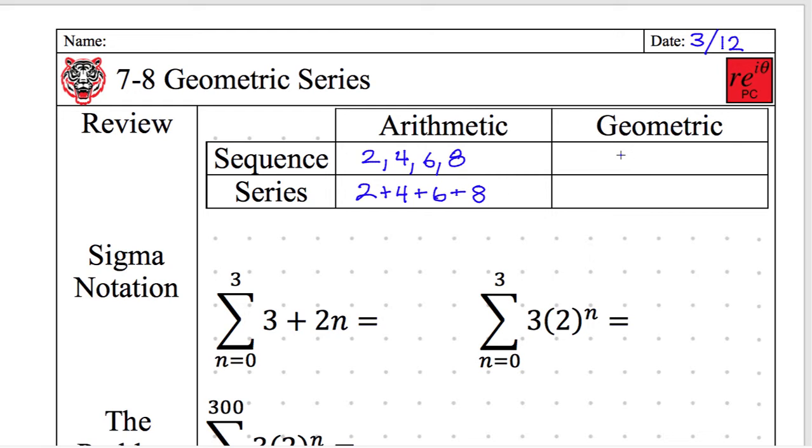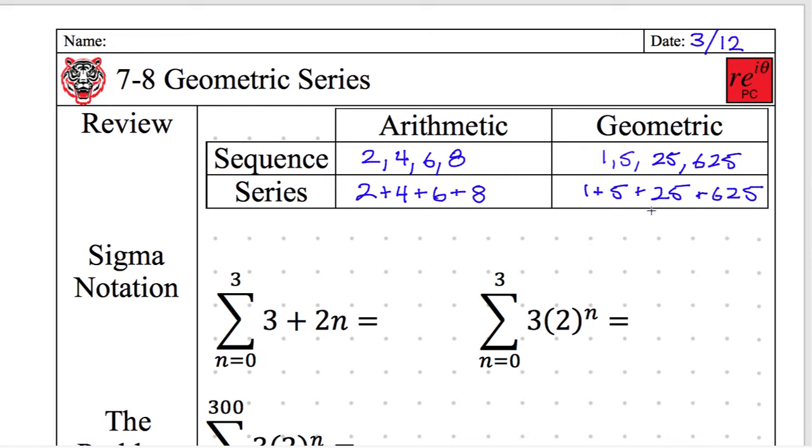Geometric sequence. Give me an example of a geometric sequence. 1, 5, 10, 50, 250. Wait, 1, 5, 10? That doesn't work. 1, 5, 25 works. 1, 5, 25, 125, 625. It's supposed to be 1, 5, 25, 125, 625. All right, just multiplying by 5 each time. And then geometric series.